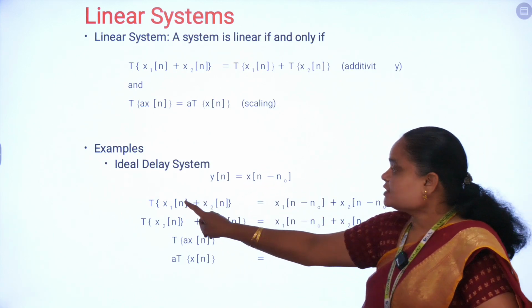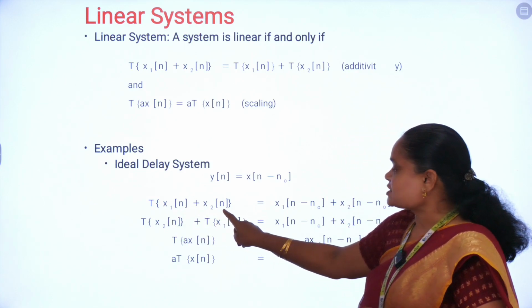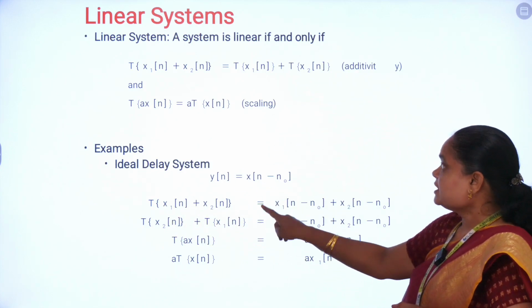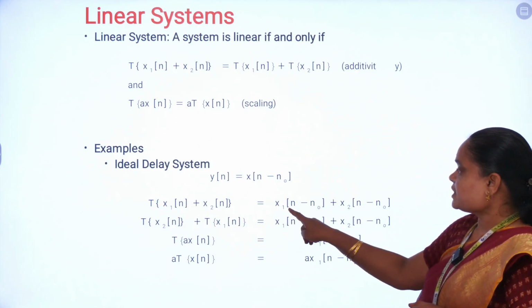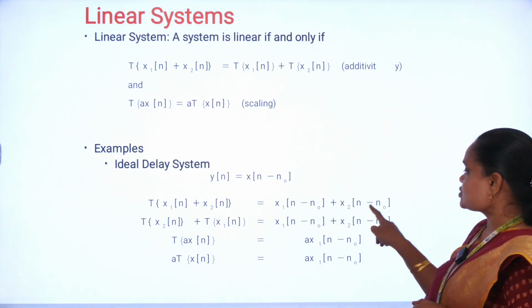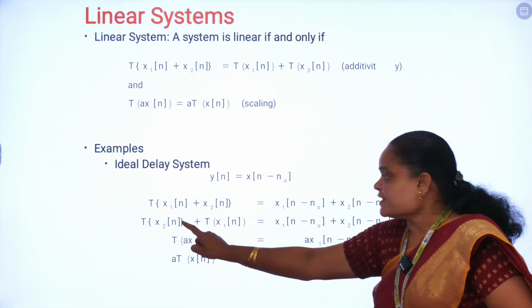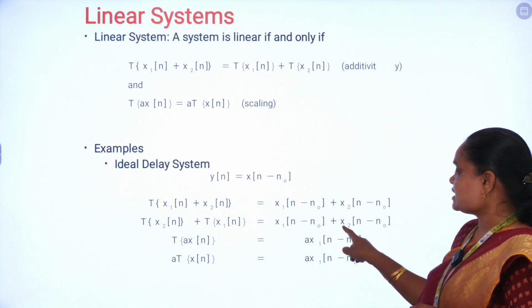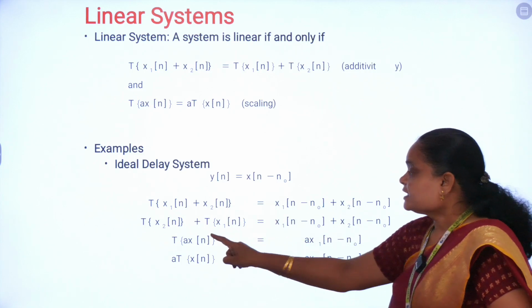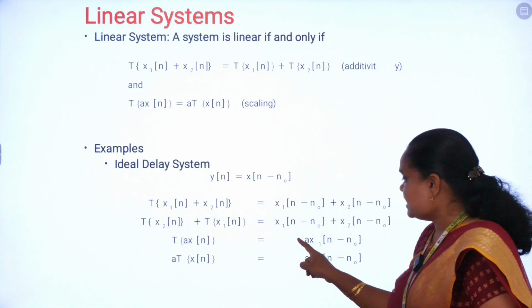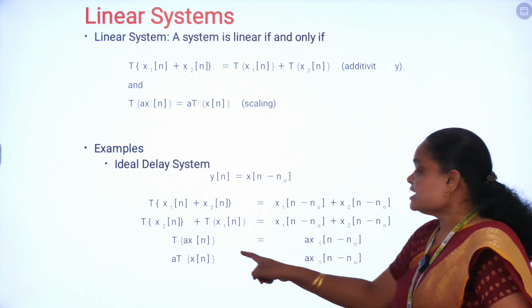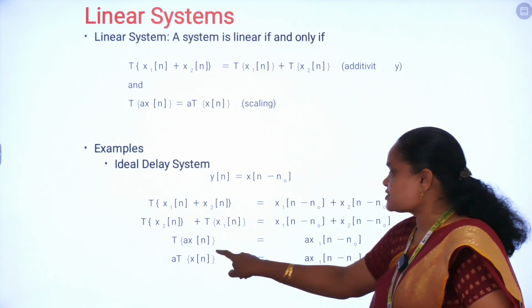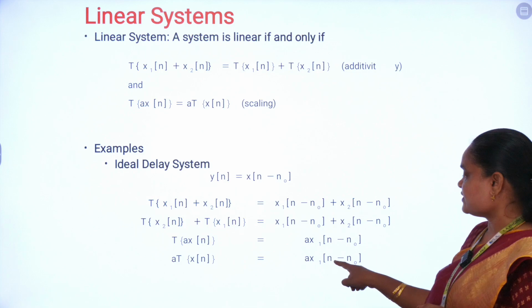And then the ideal delay system, y of n is equal to x of n minus n naught. We know that. So T of x1 of n plus x2 of n, we apply this law, we get x1 of n minus n naught plus x2 of n minus n naught, which is T of x1 of n plus T of x2 of n. T of a x of n is a x of n minus n naught. This is scaling. T of a x1 of n is equal to a x1 of n minus n naught.